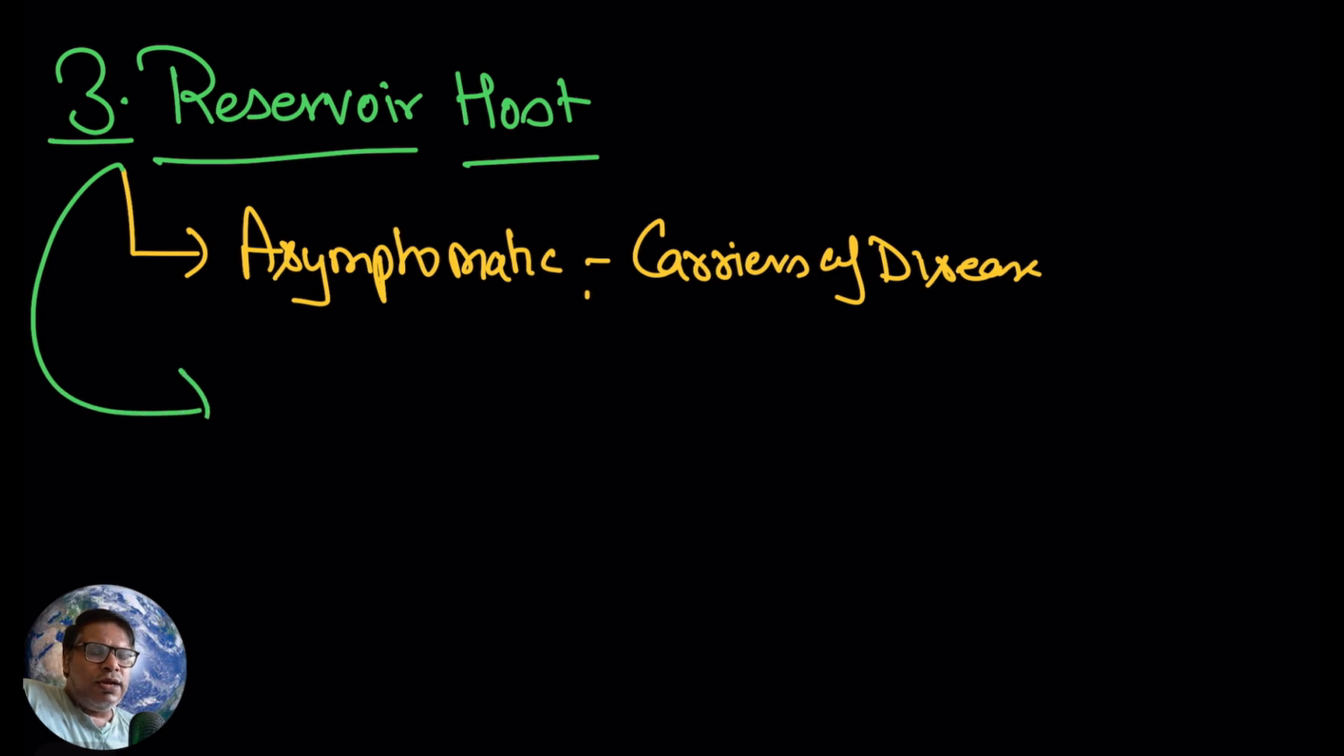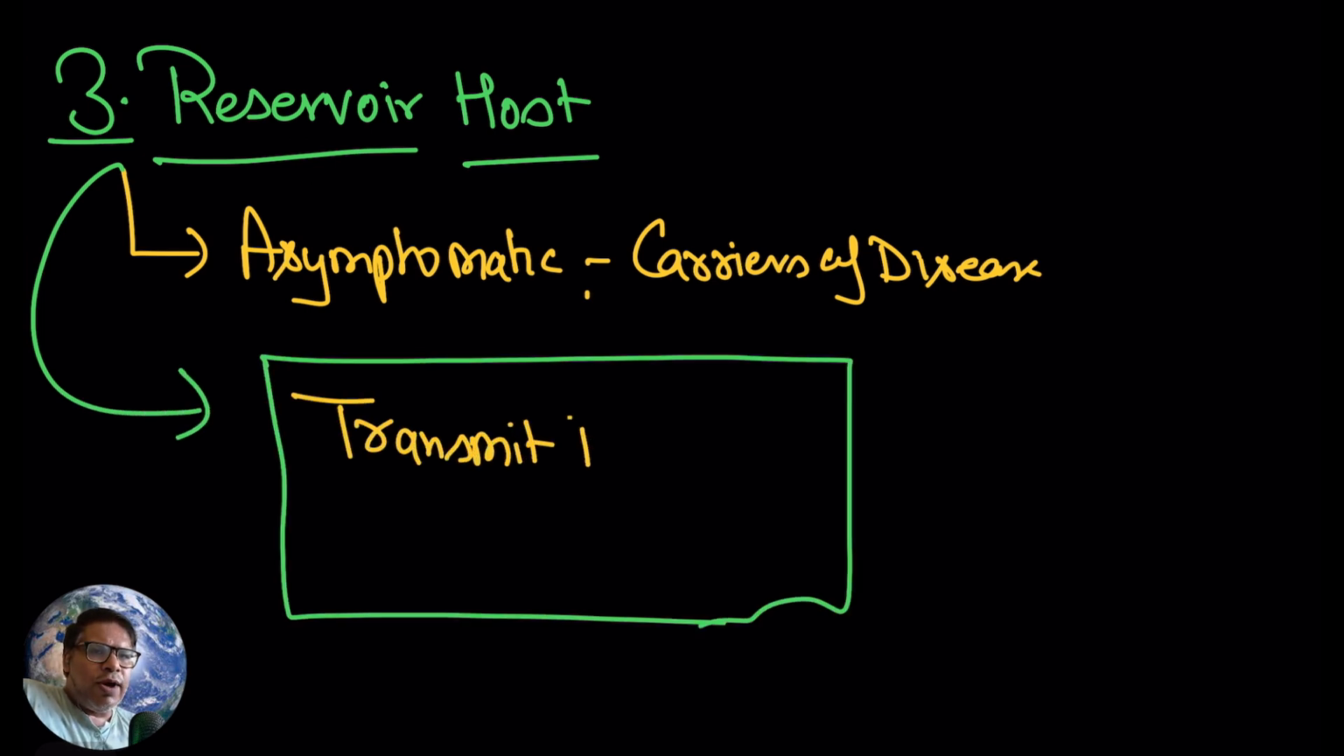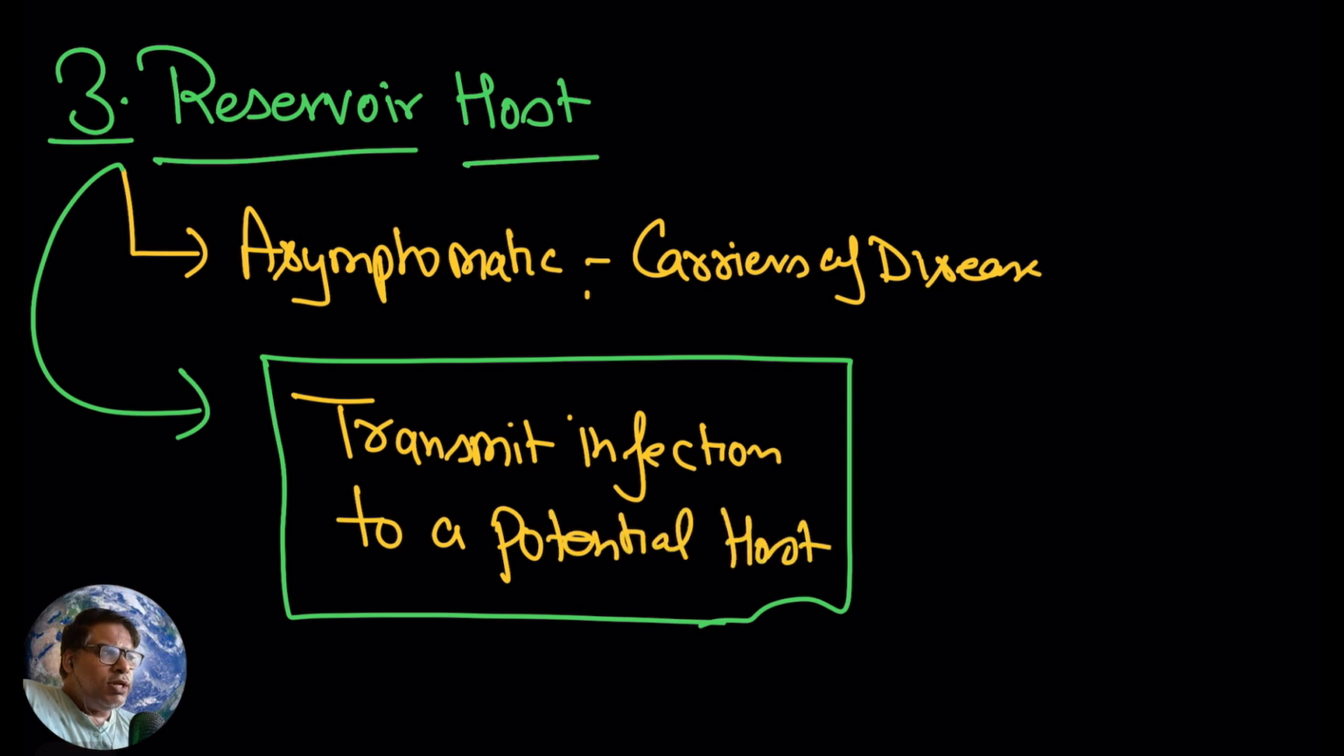Now in the case of the reservoir host, generally they transmit the infection to the potential host. Reservoir hosts are going to act like a reservoir. Here the parasites are going to multiply, and from there the infection will spread either to the primary host or to the secondary host. So generally these reservoir hosts transmit infection to the potential host.